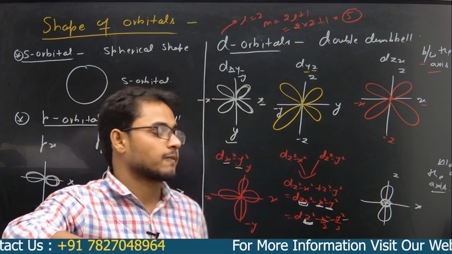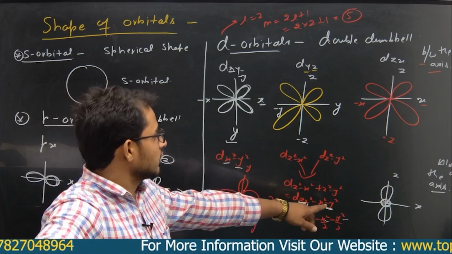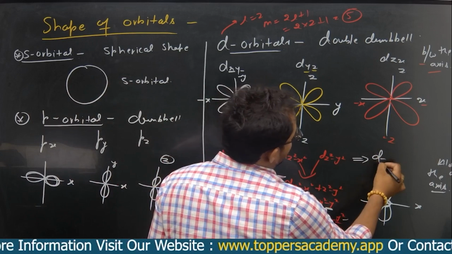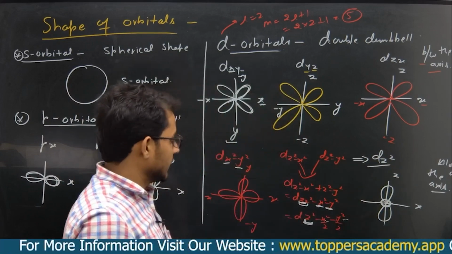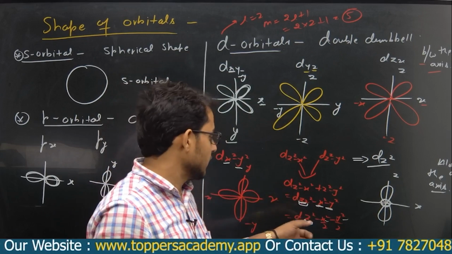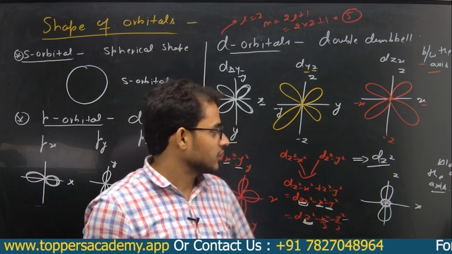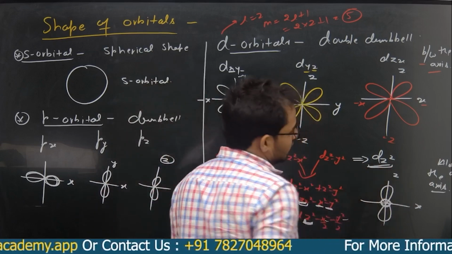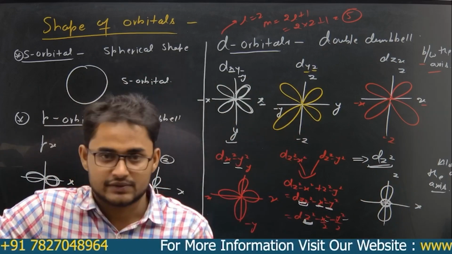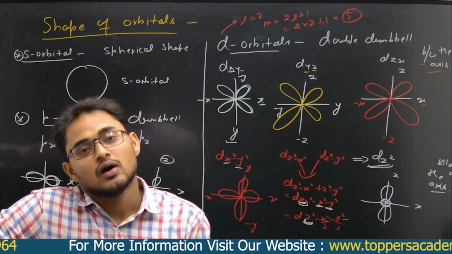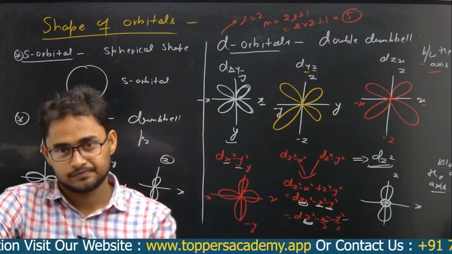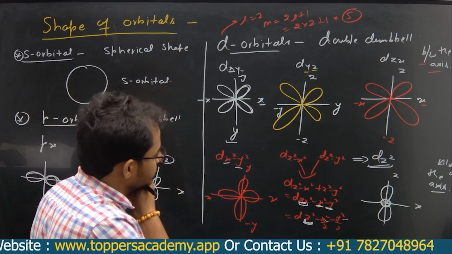Got it? So that's why the shape of the dz square orbital is like that. We generally call this orbital dz square, but the representation is dz square minus x square by 2 minus y square by 2. We generally call it only z square. If someone asks which axis the dz square orbital has electron density along, you will say along all the axes, x, y, z. Okay, it is like that.